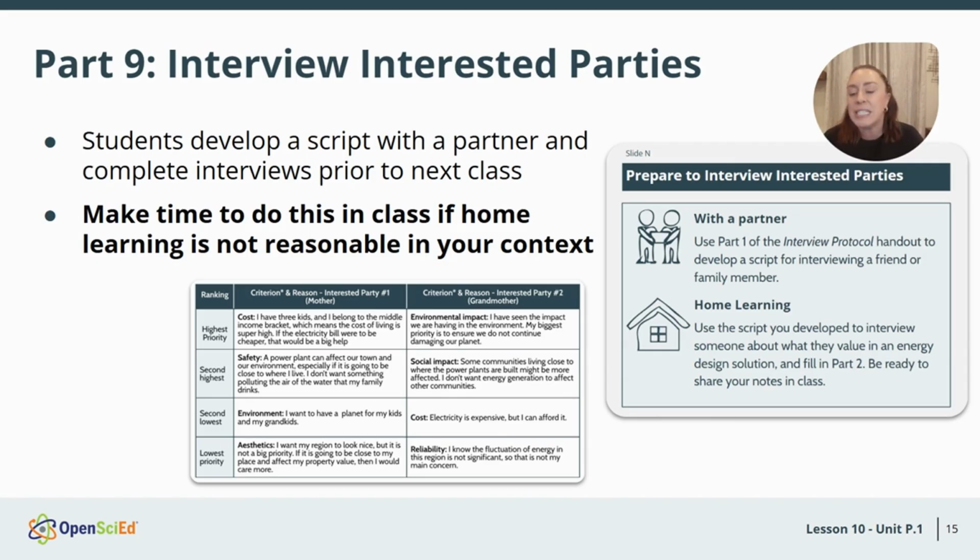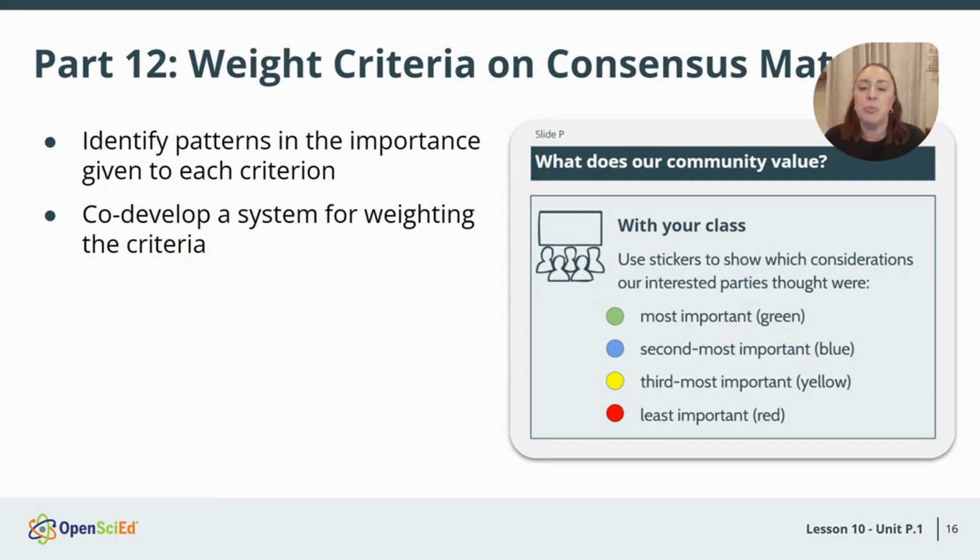So if home learning is not reasonable for you in your context, then we need to make some time in class for students to go out and find others in the school community to interview. After that interview, we bring back that material, and in part 12 here, which is in day 3, we decide how we want to weigh our criteria on our consensus matrix. And we use some stickers to help identify patterns in the importance of each criterion based on our interviews.